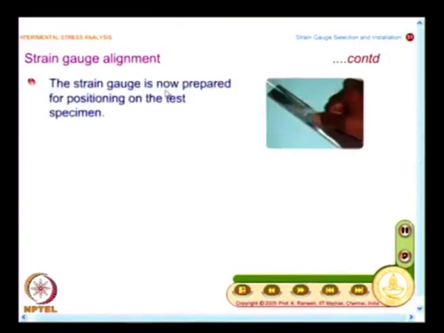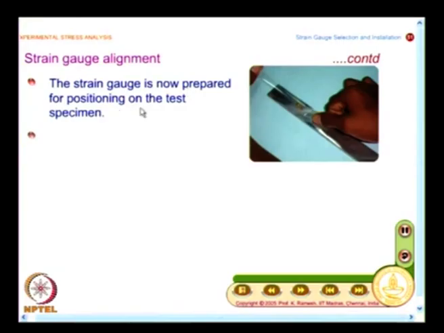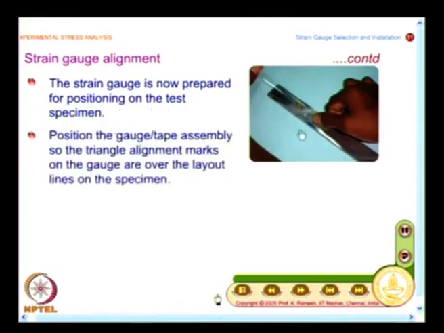The strain gauge is now prepared for positioning on the test specimen. So, you hold it like this and then position it. You position the gauge tape assembly so that the triangle alignment marks on the gauge are over the layout lines on the specimen. You can do this back and forth until you are satisfied that the marks on the gauge pattern match with the layout lines.